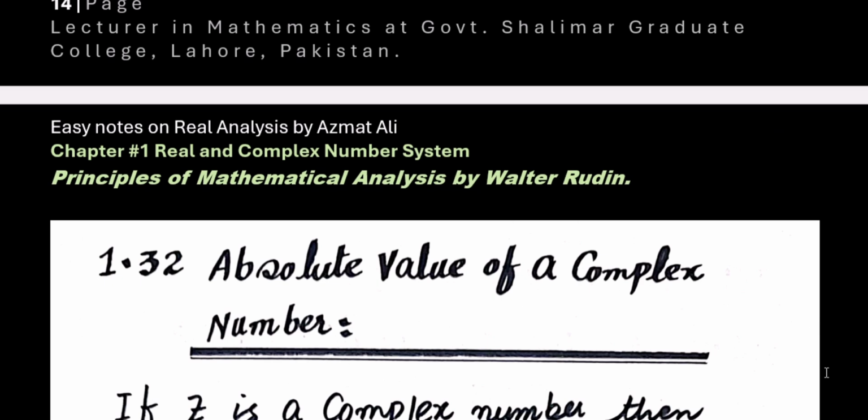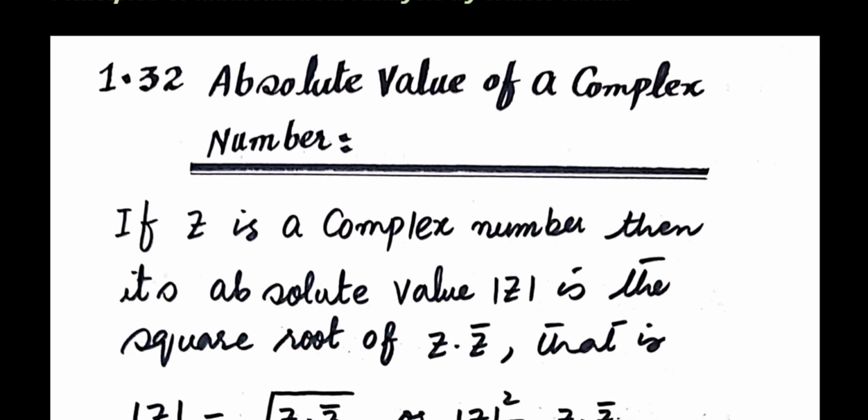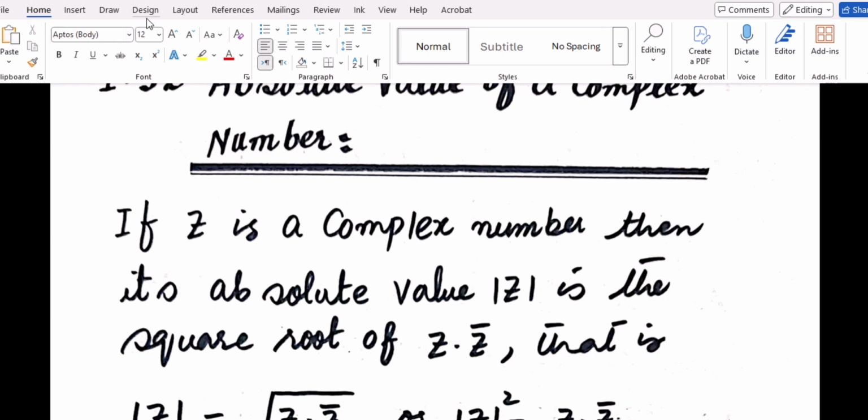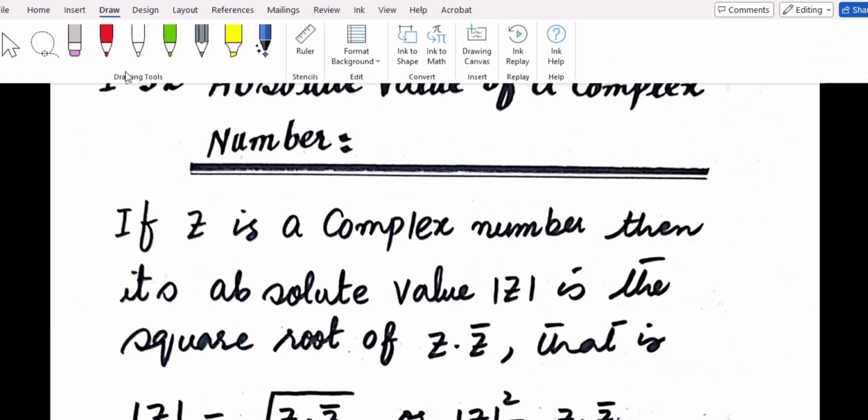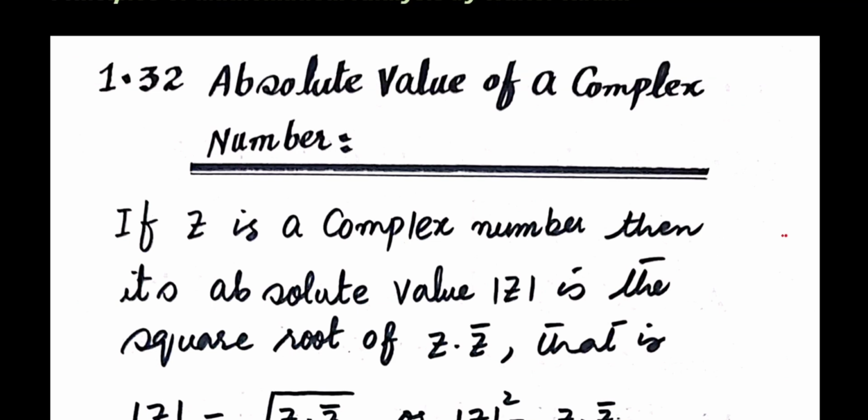In today's lecture, we will discuss the absolute value of a complex number, which is also called the modulus of a complex number, and some properties related to the absolute value of a complex number. Firstly, we define the absolute value of a complex number.